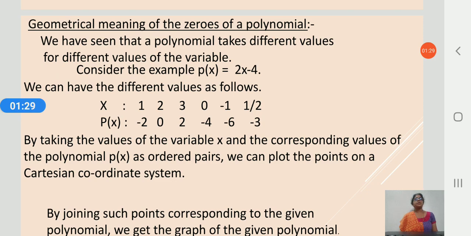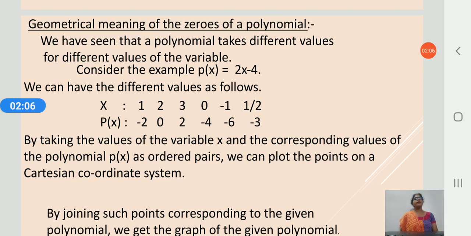x is equal to 0. What is the value? The polynomial becomes 2 into 0 minus 4, equal to negative 4. If you substitute negative 1, 2 into negative 1 minus 4 is equal to negative 2 minus 4, which is equal to negative 6. Then if x is equal to 1 by 2, it becomes 2 into 1 by 2 minus 4, which is equal to negative 3. That is, we got different values of x and polynomial p of x.